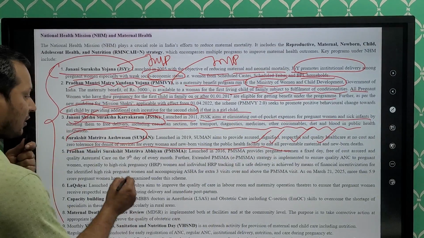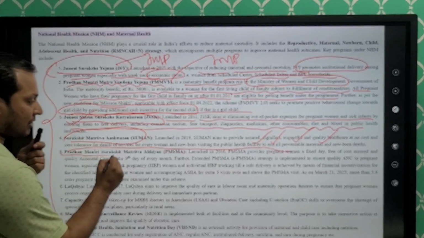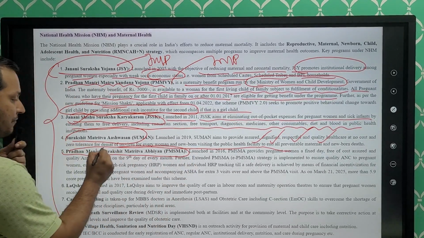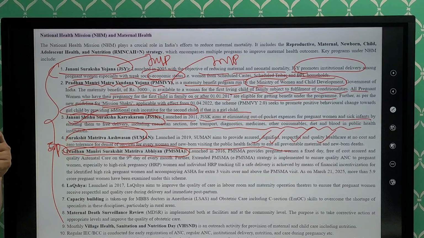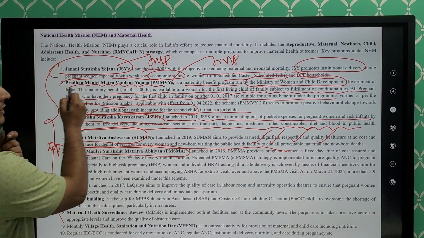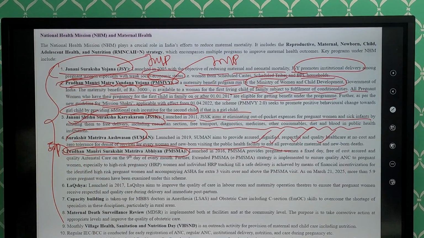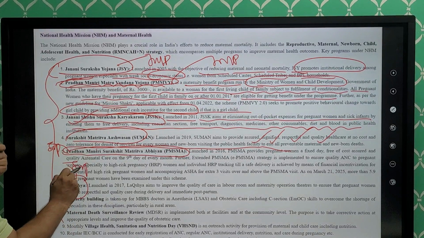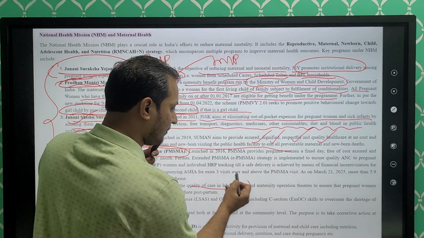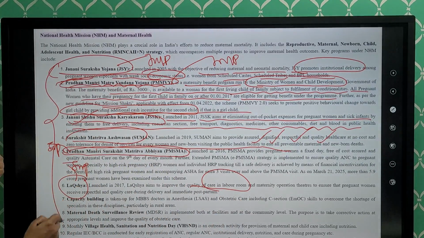Next, this question has already been asked recently. Pradhan Mantri Surakshit Matritva Abhiyan. Okay, this was asked recently only. Guys, you can go through that. So I believe that this Matru Vandana Yojana is a very important scheme which can be asked in the UPSC Prelims examination, or this Lakshya. Okay, it is for quality care in the labor room. Lakshya is also an important point.